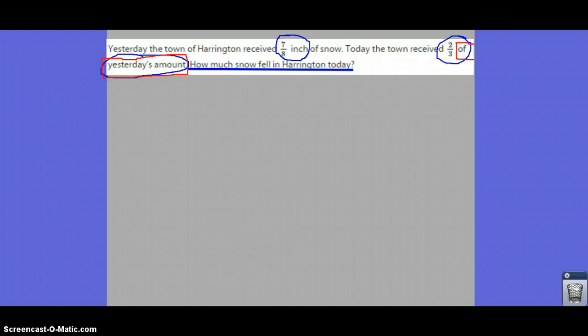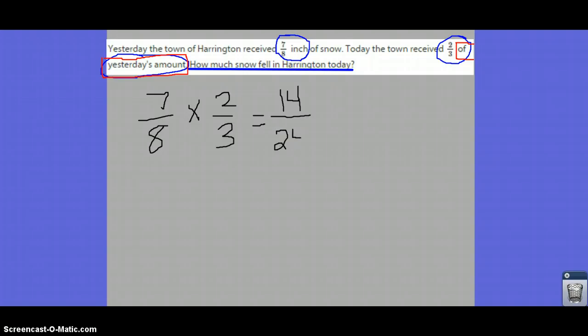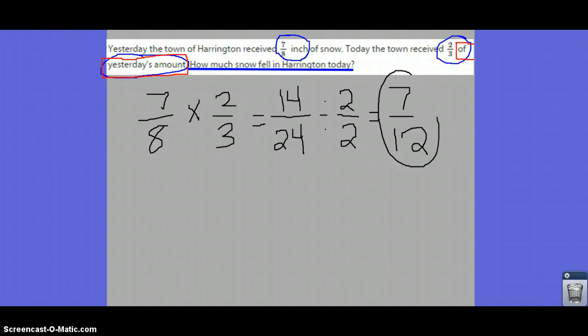Okay, so now we're going to take 7/8 times 2/3. And we're just going to work straight across. 7 times 2 is 14, and 8 times 3 is 24. That is a proper fraction, but now we have to simplify. We can divide the numerator and the denominator by 2, since they're both even. And we end up with 7/12, which is in simplest form because the only number that will divide evenly into both of them is 1.